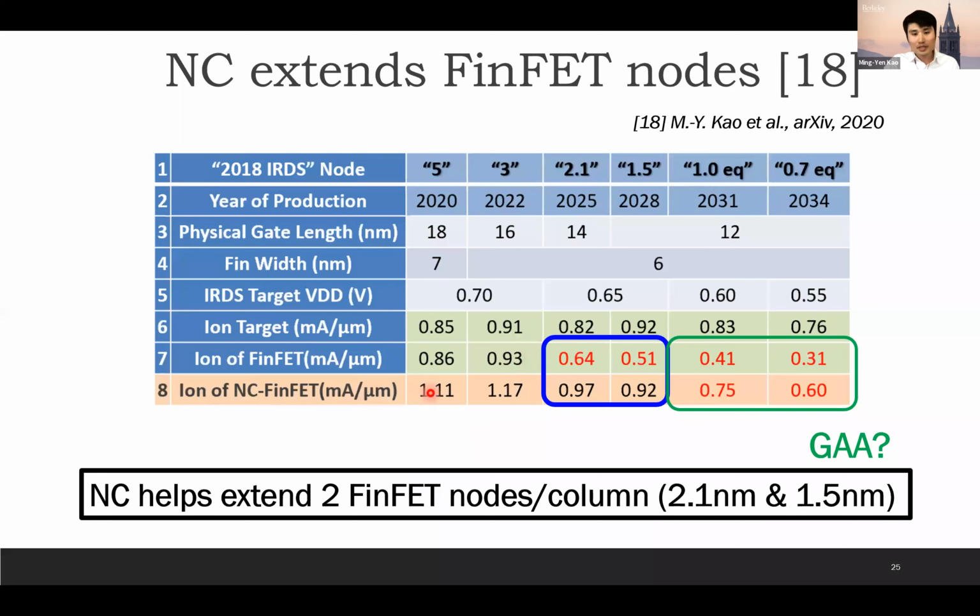And for the 8th row, with the benefit of NC, we can scale 2 more nodes. That's a 6-year extension in the year of production, which is impressive. So in short, NC can help extend 2 more nodes. The baseline cannot achieve the 2.1 and 1.5 nanometer nodes, but with the help of NC, we can achieve them on the FinFET device structure. The two nodes after those are not achievable by either NC or baseline. I'll talk about that in the next slides. We can achieve it with GAA, the gate-all-around transistor.